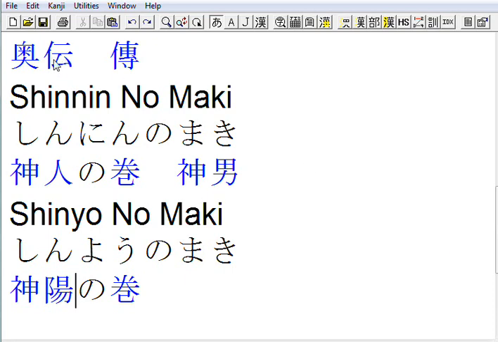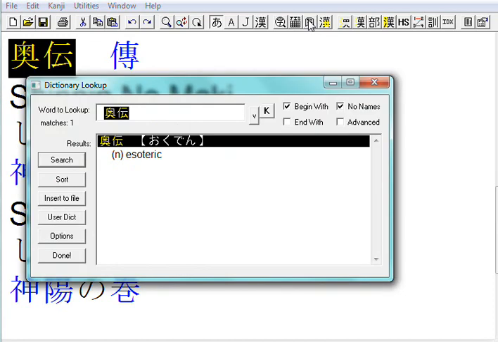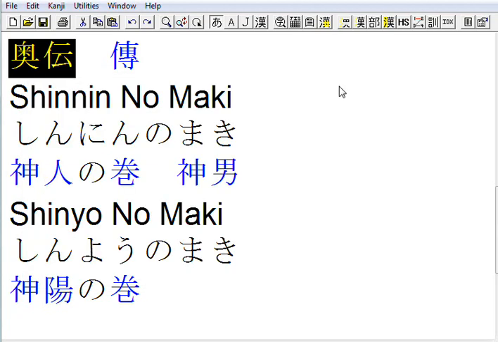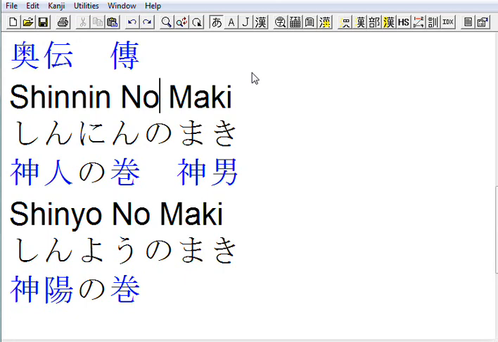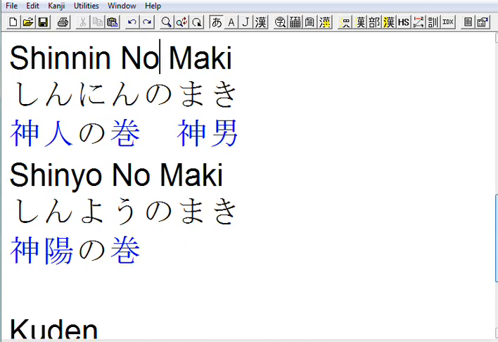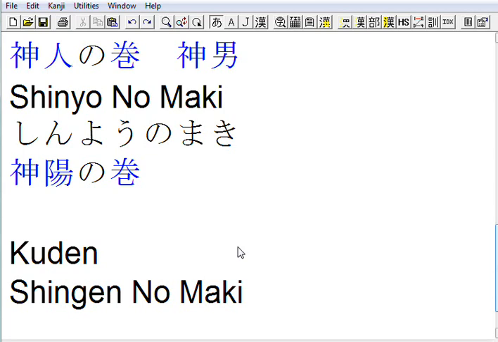Okay, and Okuden by itself, just let's see if the dictionary has that. It may not. It does, and it means the esoteric techniques. Okay. Although you shouldn't really read too much into that about them being mystical or anything like that. They're pretty brutal techniques. Anyway, let's continue here into the Kuden.